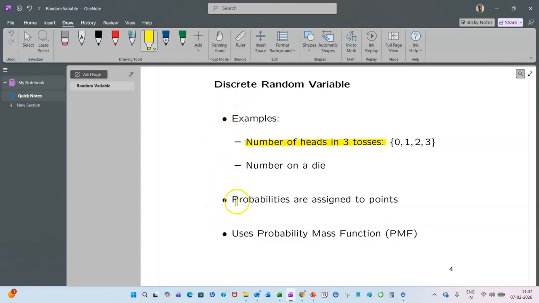For discrete random variables, probabilities are assigned to points. Probability of x equal to 0, probability of x equal to 1, probability of x equal to 2. So those are different probabilities assigned to different values of the variable. And this is called the probability mass function, PMF in short.